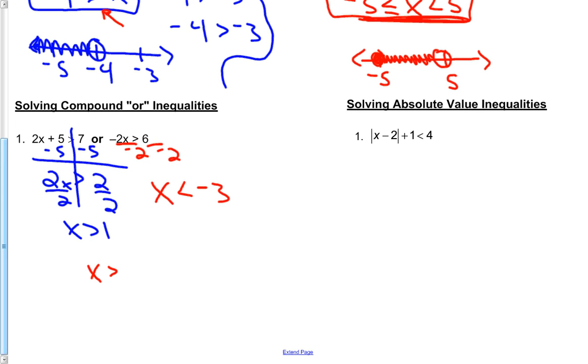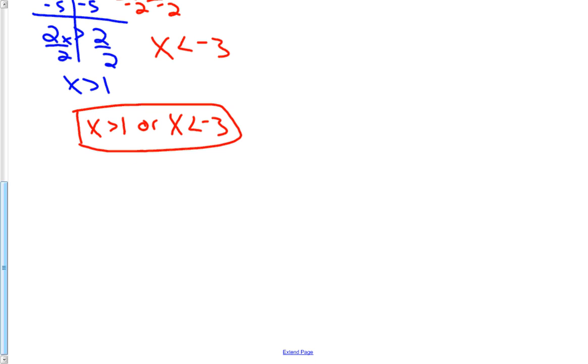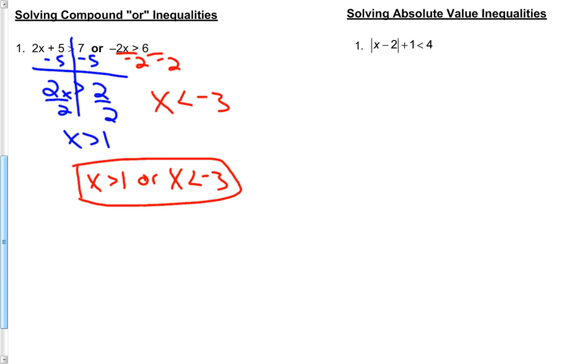Okay, so here's my final answer for this one. X is greater than 1. Put the word or in the middle, just like it is in the problem. Don't leave that out. Or x is less than -3. Okay, there's my answer. Now, if you're going to draw the graph, it's really simple. All you're going to do is put both things on the same graph. Okay, so I'm going to draw my graph. Now, make sure you put these in numerical order. So I have a 1 as part of my answer and a -3 as part of my answer. -3's got to go to the left because -3 is smaller than 1.